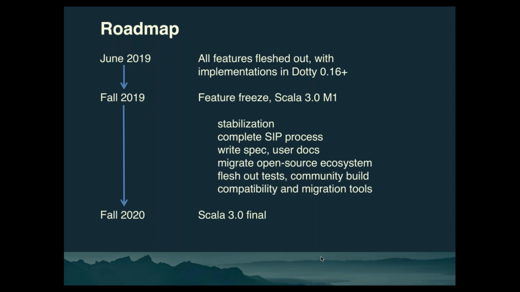Then we want to take about 1 year for stabilization. Stabilization means that we have to spec all the features. We have already made quite a lot of progress in the SIP, Scala Improvement Process Committee, where we did a review of all the features that we have proposed for Scala 3.